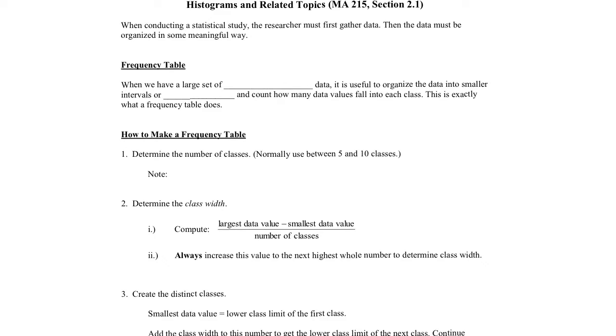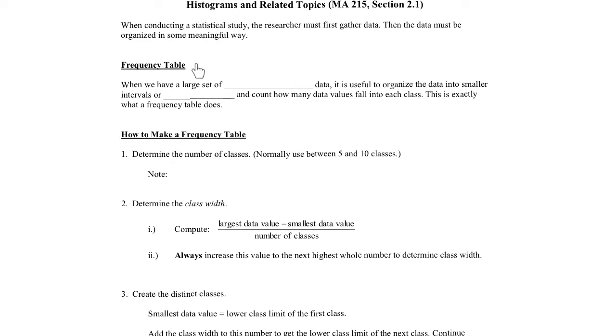So to get started here, it mentions that when conducting a statistical study, the researcher must first gather data. So this is what we talked about earlier in chapter 1. Then the data must be organized in some meaningful way. So when we gather the data, we're just going to have this giant pile of numbers, and we need to organize these numbers in a way where we can get information from them. So this section talks about making these histograms.